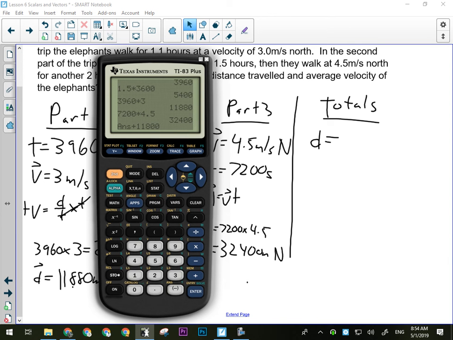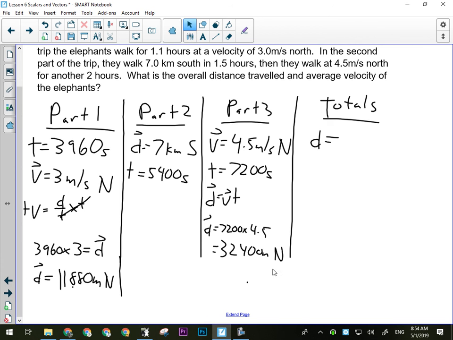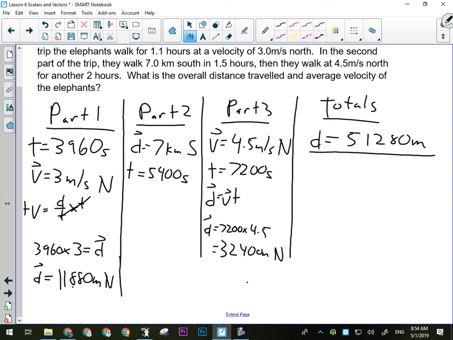11,880, sorry, 11,880, and 7 kilometers, 7,000 meters. So the total distance traveled is 51,280 meters. Is it important for me to remember which things are vector and which things are scalar? Yeah, because I calculate them differently, right?